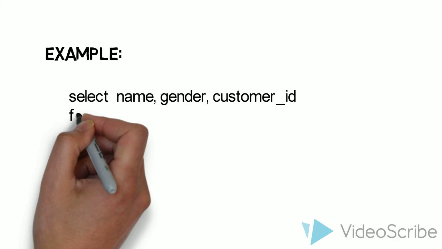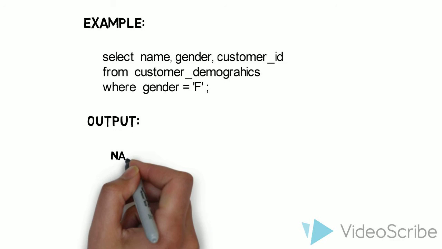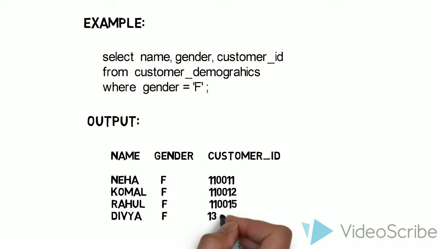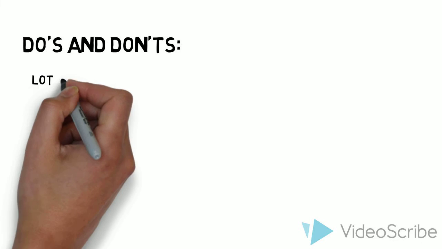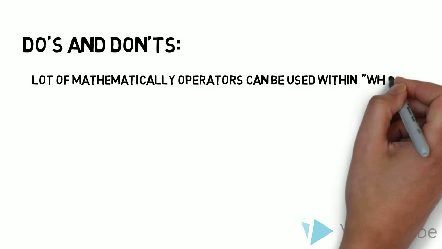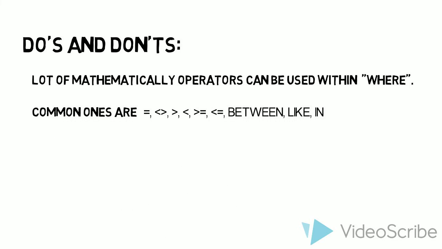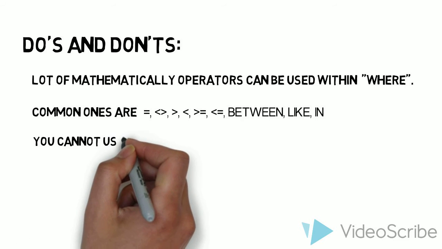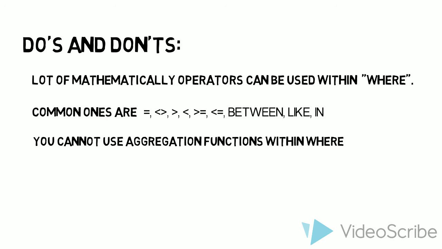Let's take an example. Over here, we are filtering out our customer data based on their gender. Does anything look interesting in the output? Now let's talk about what can be used and what cannot be used in the where condition. A lot of mathematical operators can be used within where condition. The common ones are equal to, not equal to, greater than, lesser than, etc. You cannot use aggregation functions within where condition. Google about between, like, and in functions. And also, what are the aggregation functions supported in SQL?